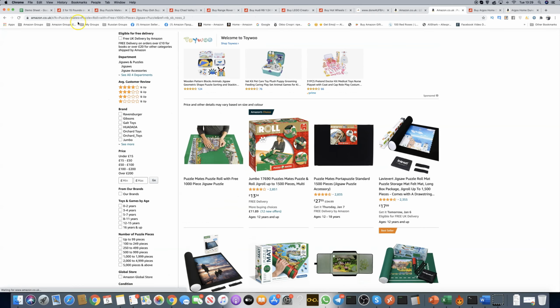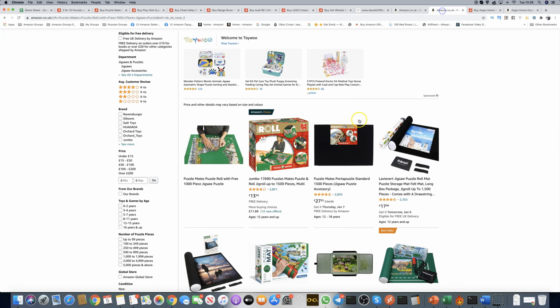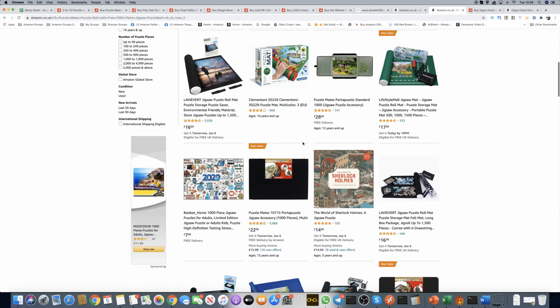Let's see if we find this item. Okay, so it's a Puzzle Mates puzzle roll with 3,000. Okay, it's 1,000 piece. Let's see if I can just quickly find the match. Okay, 1,500. Can't find it straight away.